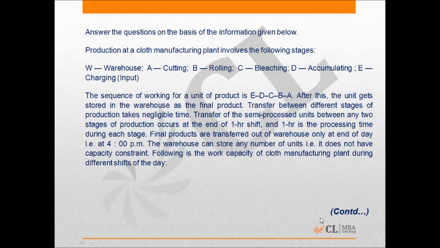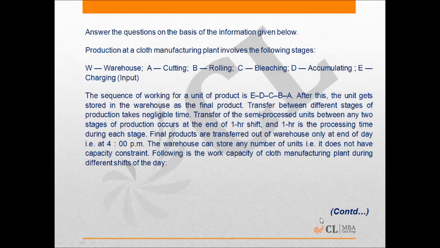This is important because in the given order, when a unit goes through, it gets converted into a final product, and after this the unit gets stored in the warehouse as the final product. Transfer between different stages of production takes negligible time, which means if a semi processed unit is transferred from E to D, time taken would be negligible or it would not be considered for practical purposes.